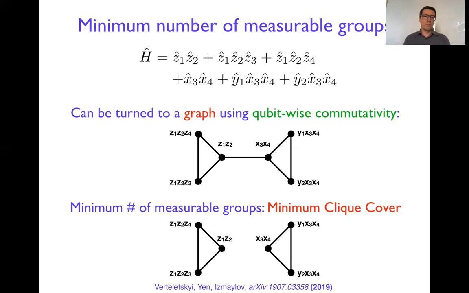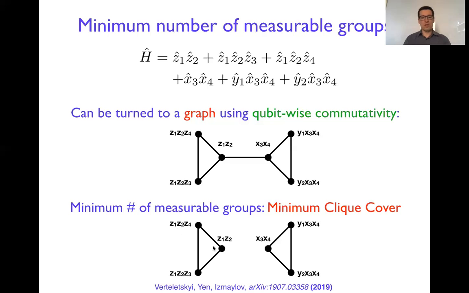Now, what you can do with this graph, once you know how to construct it, is to ask the question, what is the minimum number of measurable groups? And the answer to that question is, what is the minimum number of cliques of that graph? So the cliques are really subgraphs which are fully connected. So what this means is, for example, in this graph, we have this triangle, and all the vertices in the triangles are fully connected. So that's the minimal partitioning of the graph into the so-called cliques, which are fully connected subgraphs. And those sets of cliques we can now measure by turning into all z's.